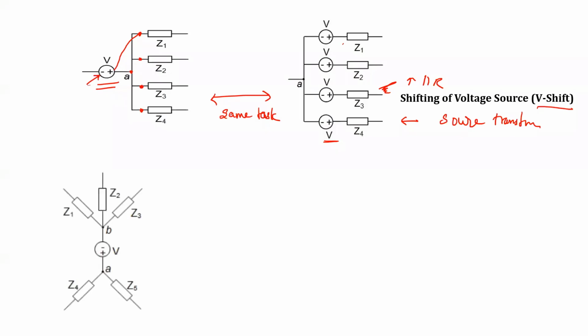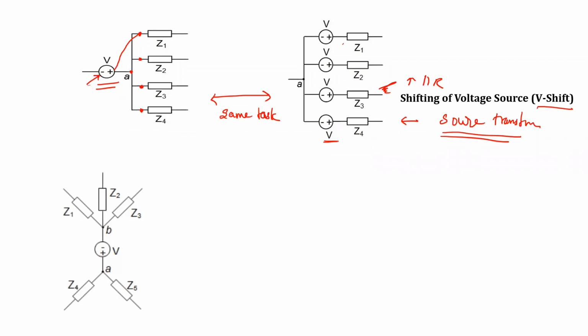Consider this network. Here, source transformation cannot be applied. Do you agree? Yeah. For this network, this concept cannot be applied here because voltage source is available, but none of the resistors are in series here. They are series, but before that, some modification should be done. Z1, Z2, Z3 are in parallel, convert it into equivalent resistance. Z4, Z5, they are in parallel, convert it to get the equivalent circuit. Then we will have a voltage source in series with the resistance.